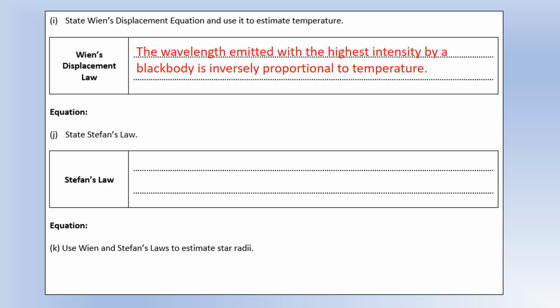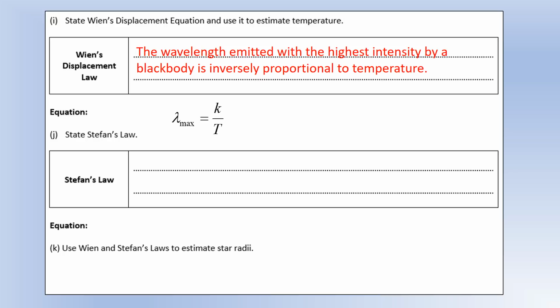Every star emits a certain wavelength with the highest intensity. It emits all the different wavelengths, but one of them in particular has the highest intensity. And what Wien found is that this wavelength is inversely proportional to the temperature. So if we know the wavelength with the highest intensity, we know what the temperature is, and we can do it using this equation here, and the constant is a fixed value that is given to you.